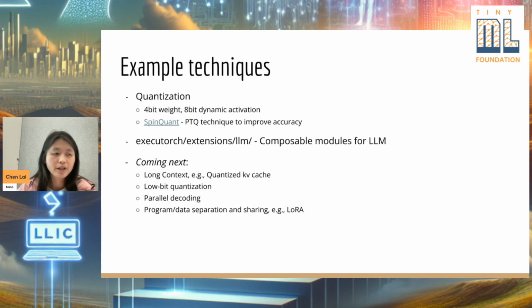So to support GenAI use cases, a number of techniques are used. We list some of them, like 4-bit and 8-bit for LLAMA models. And to further improve the post-training quantization accuracy, we also integrated the new SpinQuant technology. We are also actively working on other new technologies like long context length, lower bit quantization, and parallel decoding.